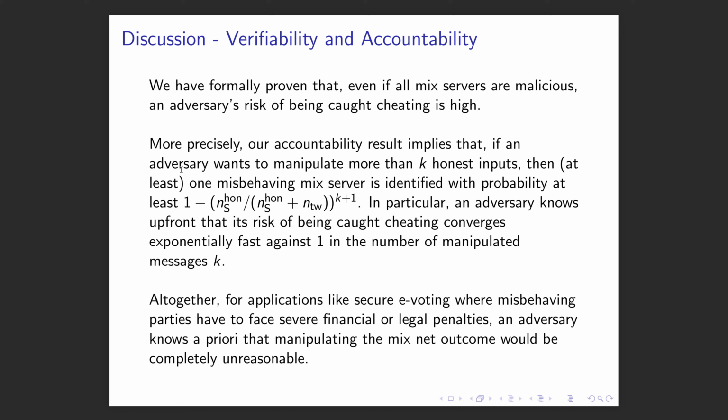Okay, so just a brief comment again on the accountability results. We've formally proven that even if all mix servers are malicious, an adversary's risk of being caught cheating is high. In fact, there's a concrete bound that says the adversary's chance of not getting caught is exponentially diminishing in the number of messages they change. So for applications like e-voting, where misbehaving parties face severe financial and legal penalties, this is really good, because they know there's a really high chance of them getting caught. Therefore, they're really going to be unwilling to do this in the first place.